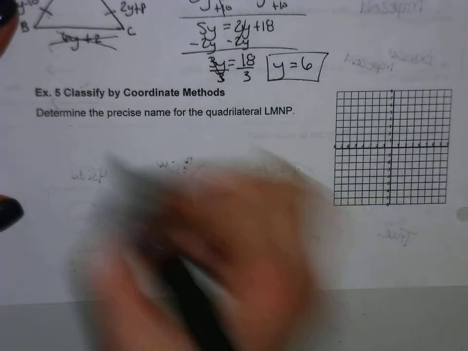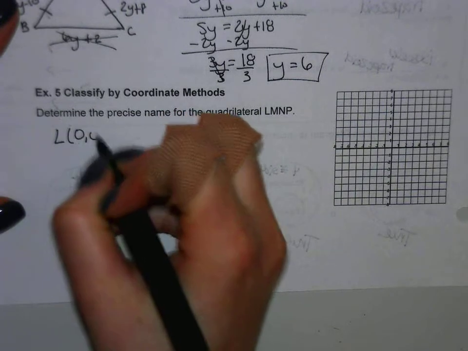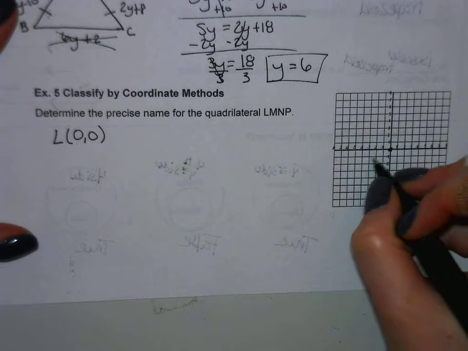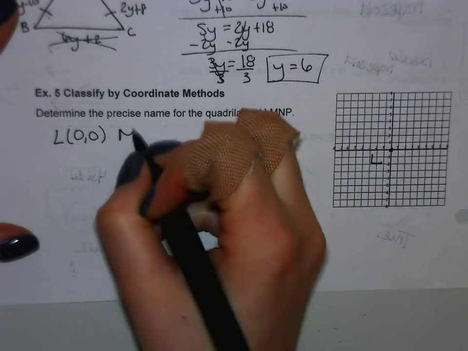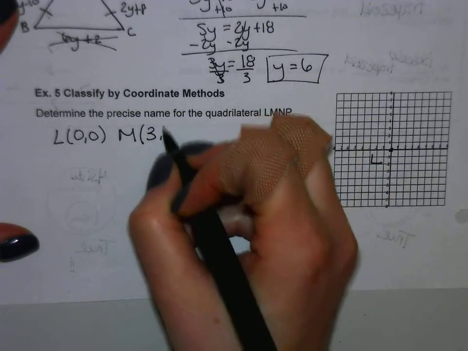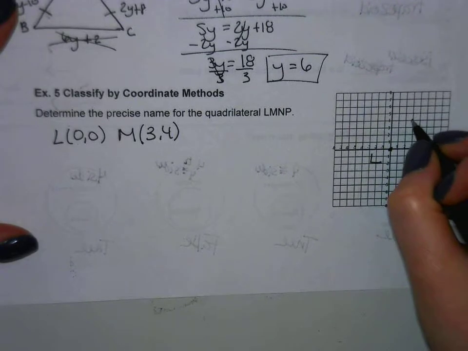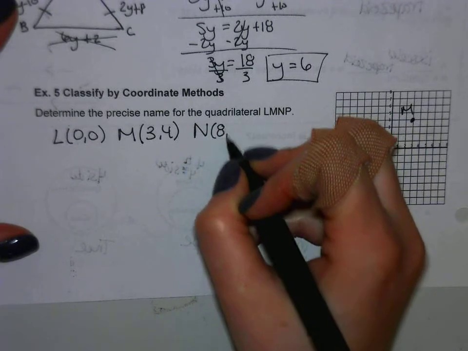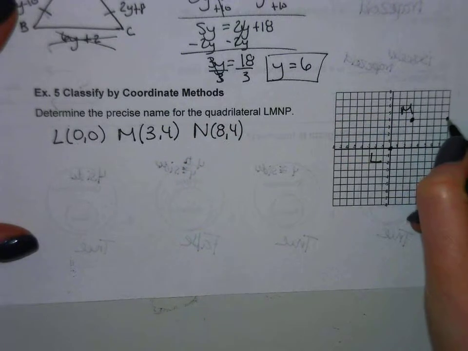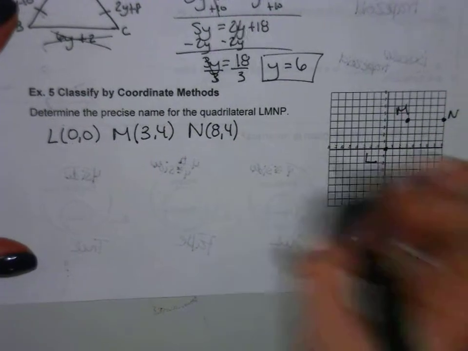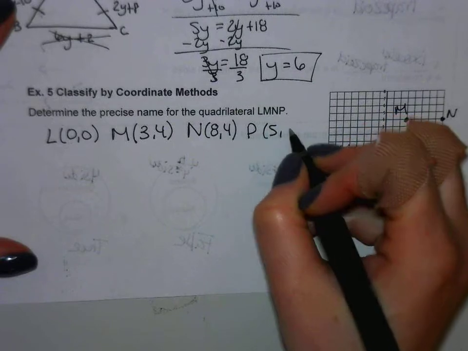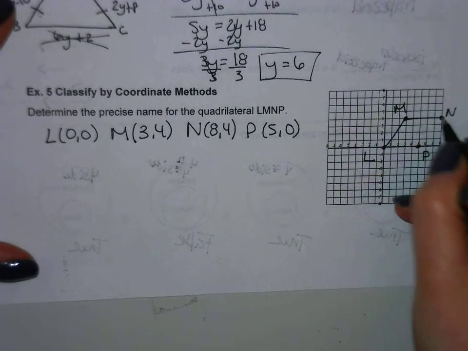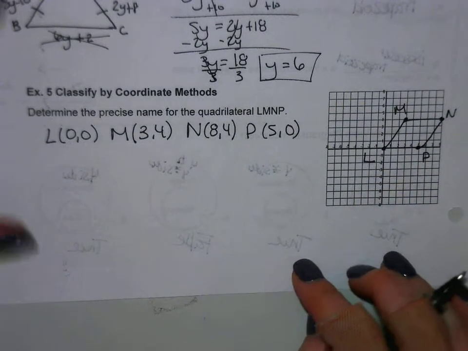Alright, we need to graph L, M, N, and P. L is at the point 0, 0. M is at 3, 4, so we go over positive 3 and up 4. N is at 8, 4. And P is at 5, 0. Then when I connect them, this is the quadrilateral I'm working with, and we need to identify its precise name.